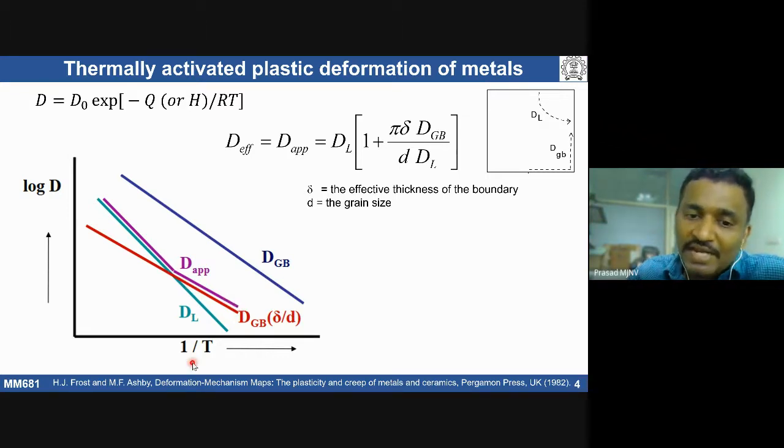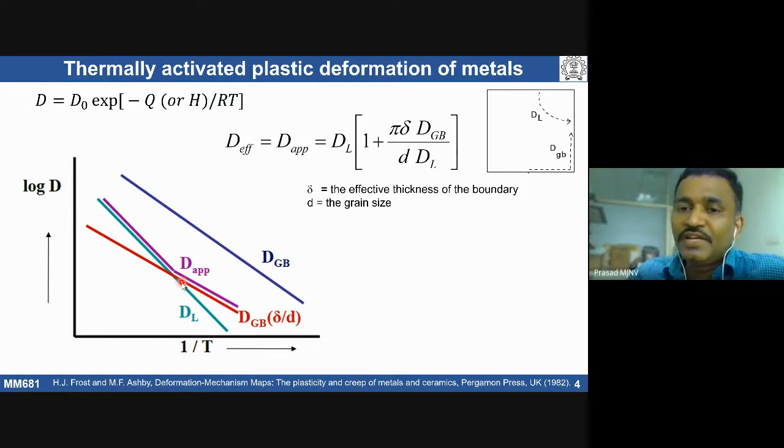Look here, your x-axis is 1/T. What does it mean? If we take this as the transition, then at high temperatures the dominant thing is diffusion through the lattice. At low temperatures, we see diffusion through grain boundaries; along the grain boundaries is the rate controlling process. Is it clear? This is how we come to know, at a given temperature, what type of diffusion is going to be rate controlling.